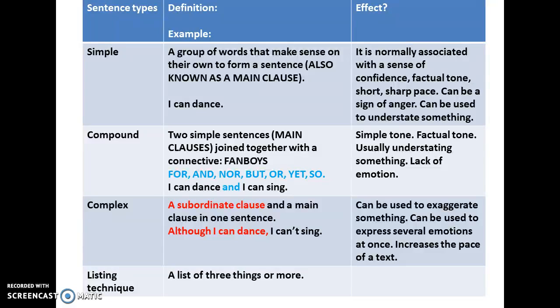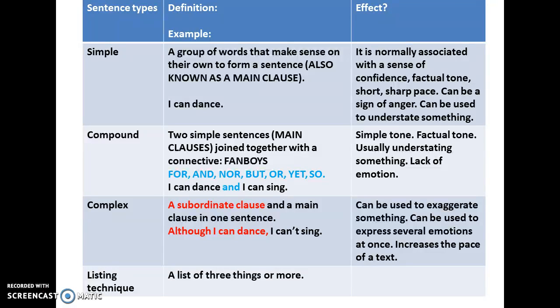So a simple sentence is usually used to create this factual tone. It's often used to describe or refer to statistics. It can be used to understate something. Now, for those of you who don't know what understatement means, to understate something is to mention something without actually describing how emotionally shocking it is. So make sure that you understand that understatement is the opposite of exaggeration. When you understate something, that means you are not using exaggeration at all.